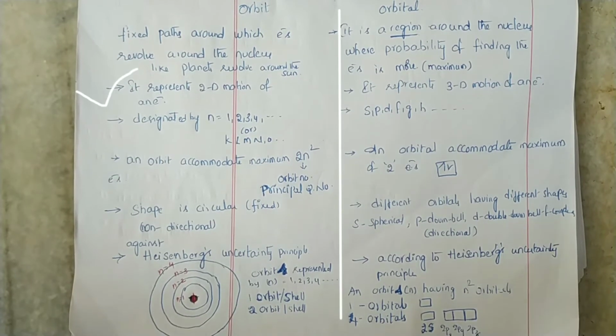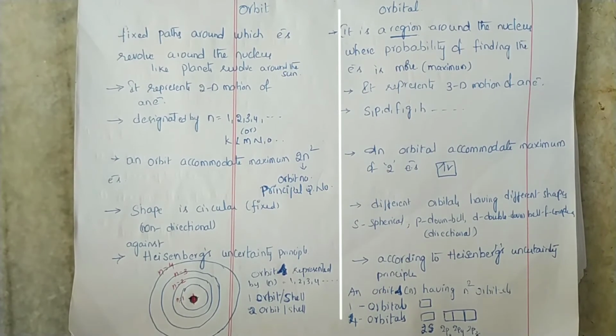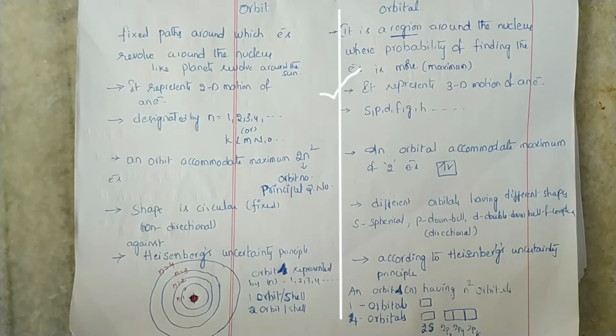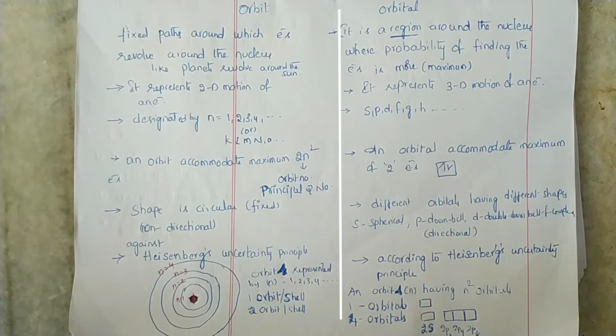An orbit represents the two-dimensional motion of electrons in one plane. An orbital represents the movement of electrons in three-dimensional space.